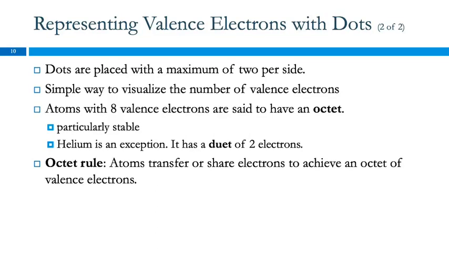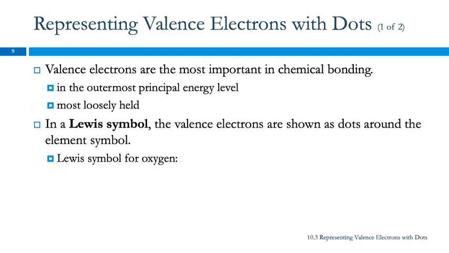Okay, so back from that tangent, Lewis structures. Representing valence electrons with dots. I think I skipped something. There we go, one of two.